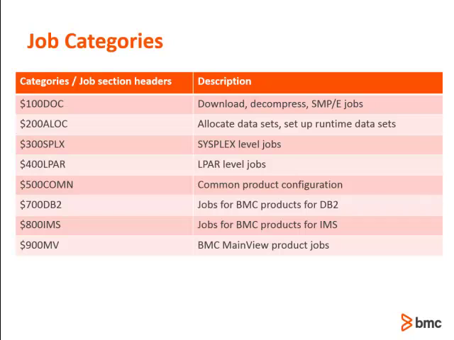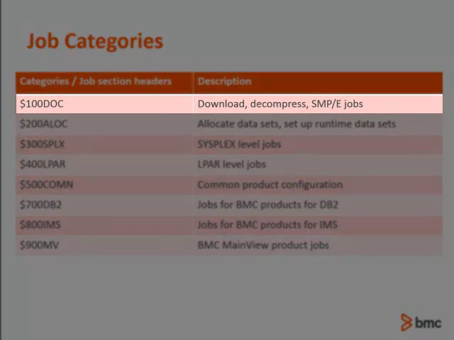The job names range from the $100 series through the $900 series. The first member of each series documents information about the job category. The last four characters of the member name is descriptive of the job's function. For example, the $145 RECS is an SMPE job that receives service. The $1 jobs are for downloading, decompressing files, and performing the SMPE receive, apply, and accept jobs.